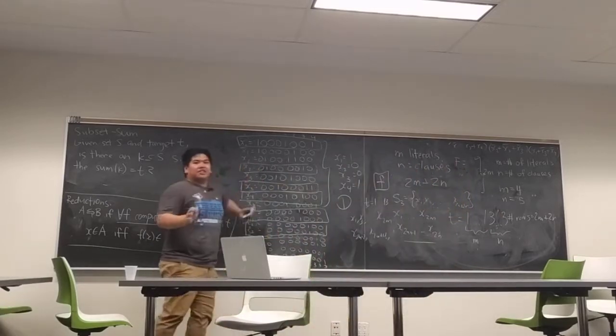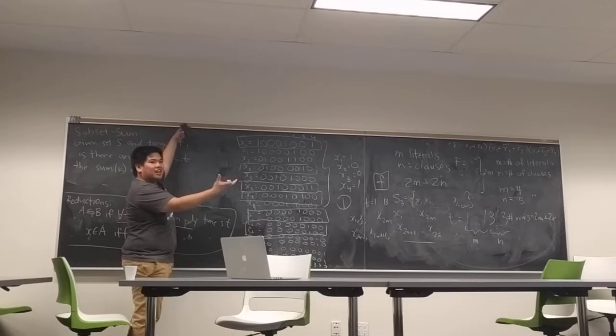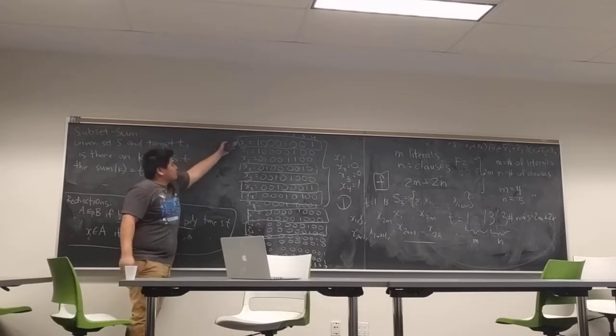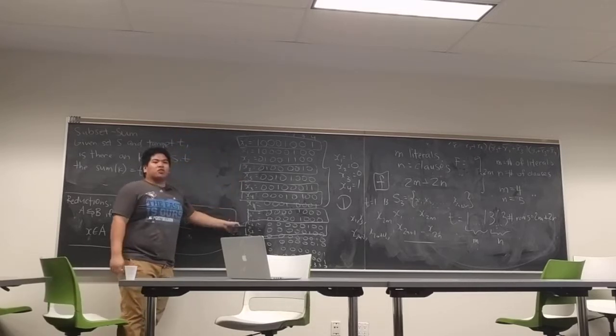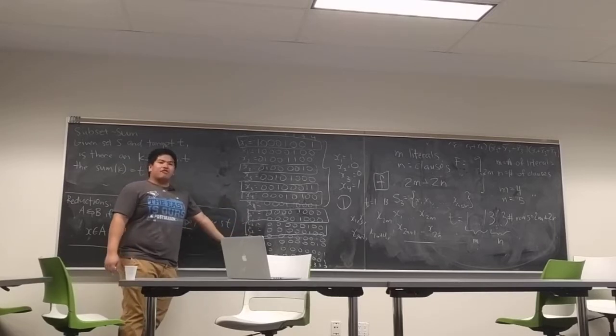The forward implication is this: you have your satisfying assignment. Whichever ones are true, you pick those here, and then you pick their corresponding dummy variables, and that is guaranteed to form a subset sum.